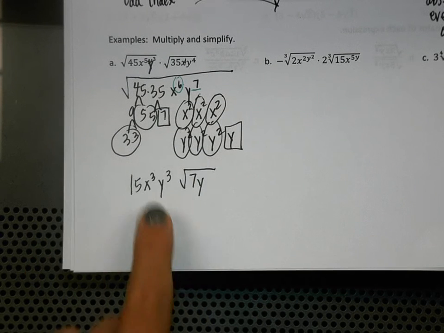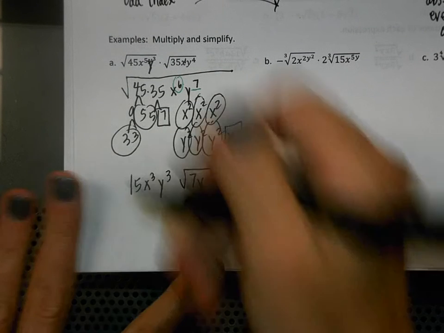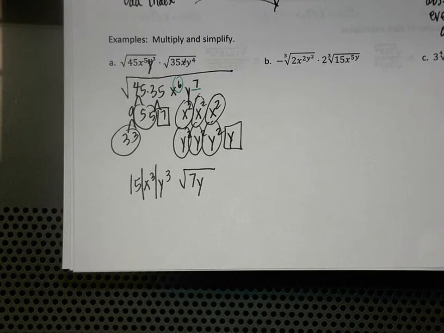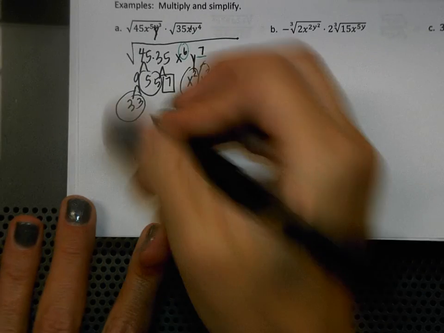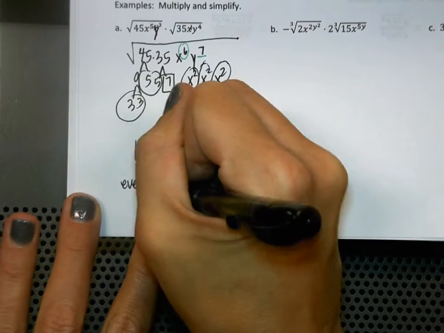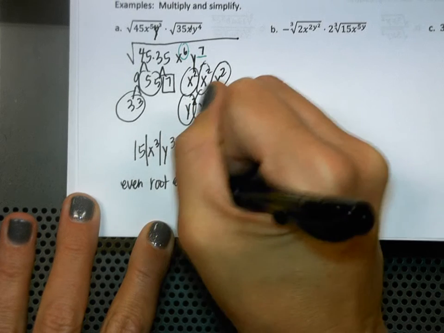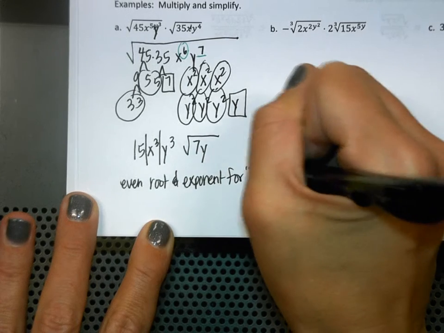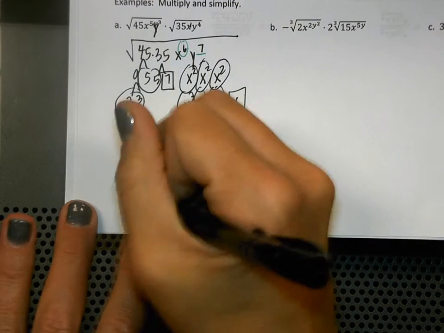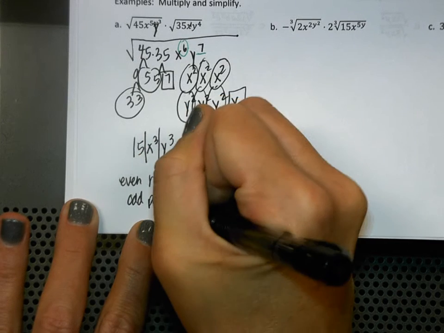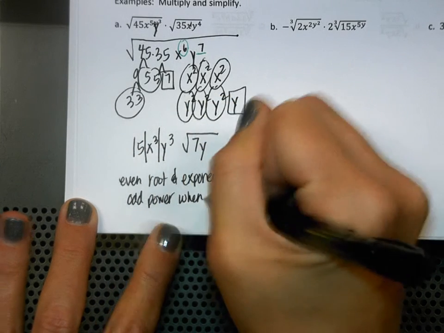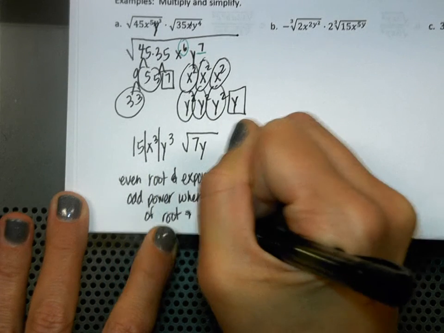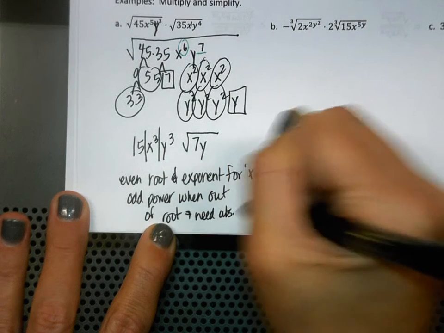Okay, so does anything need absolute value bars? Does the x need an absolute value bar? Yes. Yes. Because it's odd when it came out. Okay, so again, I'm going to put here even root and exponent for x. Okay? Odd power when out of root needs absolute value. I hope that makes sense.